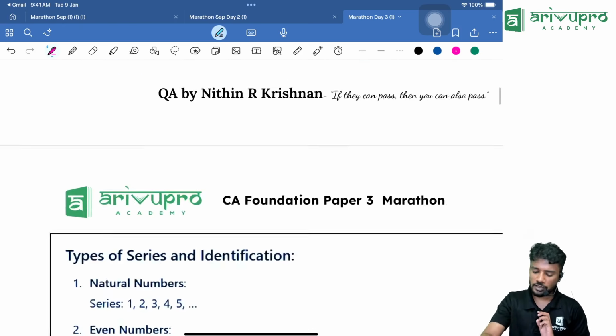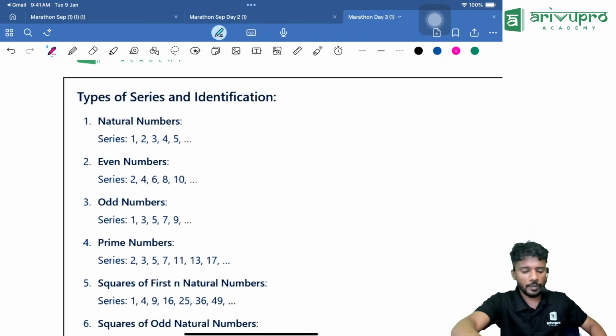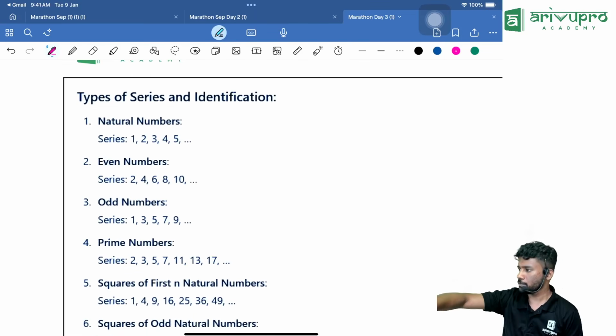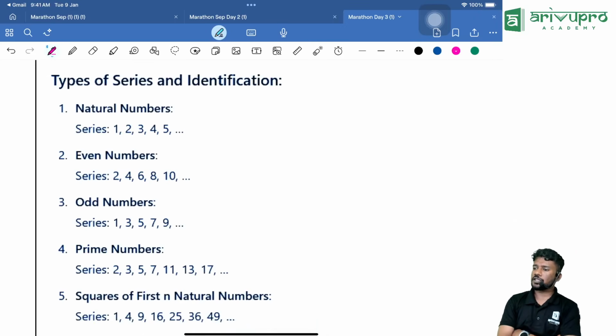Now the final one. Our types of series and odd man out based on numbers. You know these natural numbers. What are natural numbers? 1, 2, 3, 4, 5. And what are even numbers? 2, 4, 6, 8, etc. Odd numbers: 1, 3, 5, 7, 9. Now the next question. What are prime numbers?